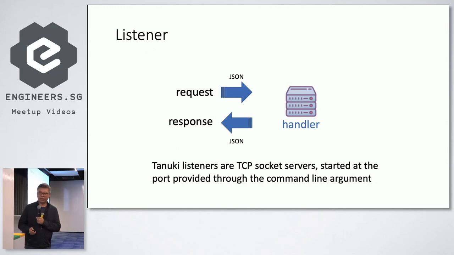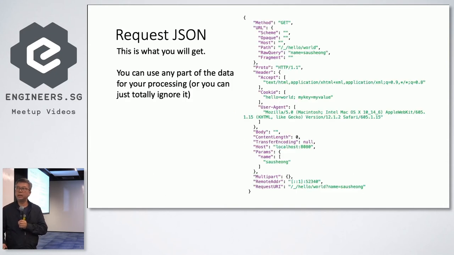A listener is a TCP socket server. You are started by Tanuki. The calling argument will give it a port number, and then it will start up, right? And then once it starts up, you will send the request through the socket to the port, and respond to the port as well. And all the requests and responses are all in JSON. Okay? Pretty simple. This is how the JSON looks like.